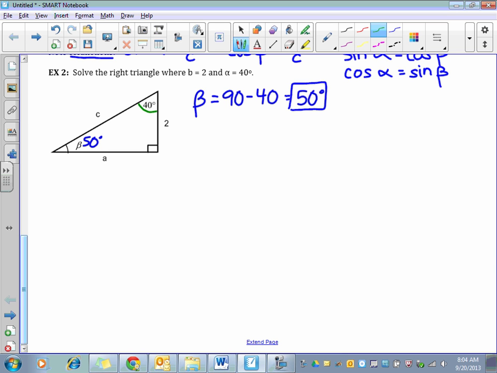I need to use the one that's labeled. So the 2 is labeled, and that happens to be my adjacent. And why don't we use A, which happens to be my opposite. So that means I'm going to need the one that includes opposite and adjacent, which is the ratio tangent. So tangent of 40 degrees will need to equal A over 2. Remember that order does matter in how we write this ratio.